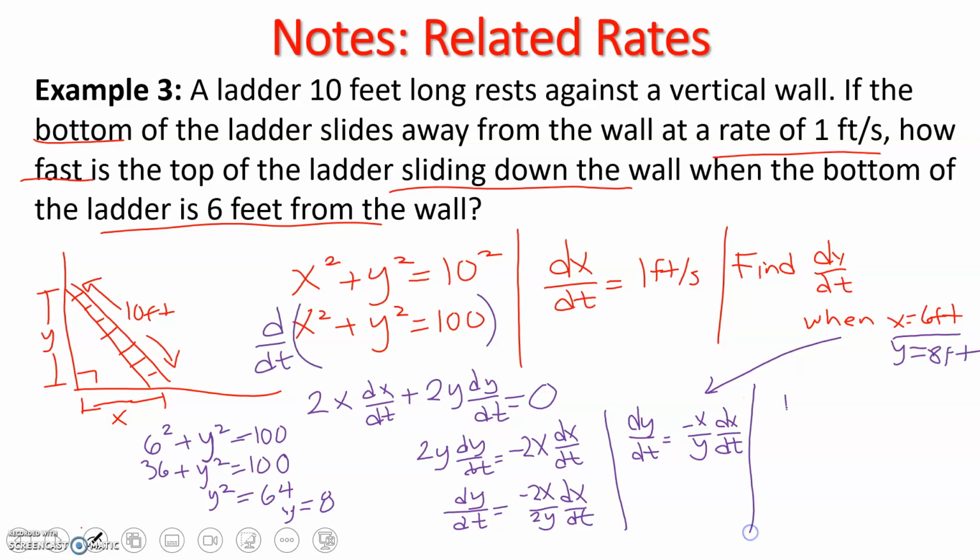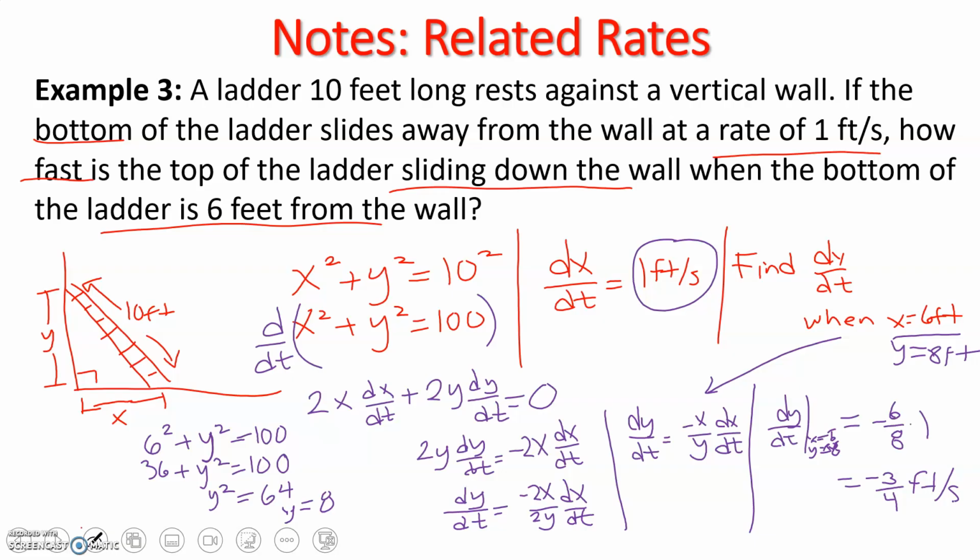So over here, when we try to find dy/dt when x is 6, we are also finding it when y is 8. So we have 6 for x and 8 for y. That is negative 6 over 8 times dx/dt, which was given as 1. So negative 6 over 8 times 1 is negative 6 over 8, which reduces to negative 3/4. And our units here are feet per second.